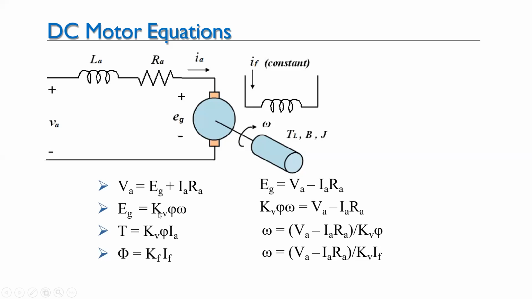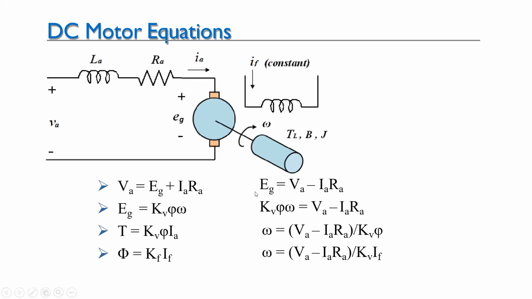Then this back EMF is also proportional to phi into speed, where phi is the flux produced by the field winding. This phi is proportional to IF, the field current flowing through the field winding. The torque developed is proportional to phi into IA, where IA is the armature current and phi is proportional to IF. So torque is ultimately proportional to IA into IF. Torque basically depends on the armature current as well as on the field current.